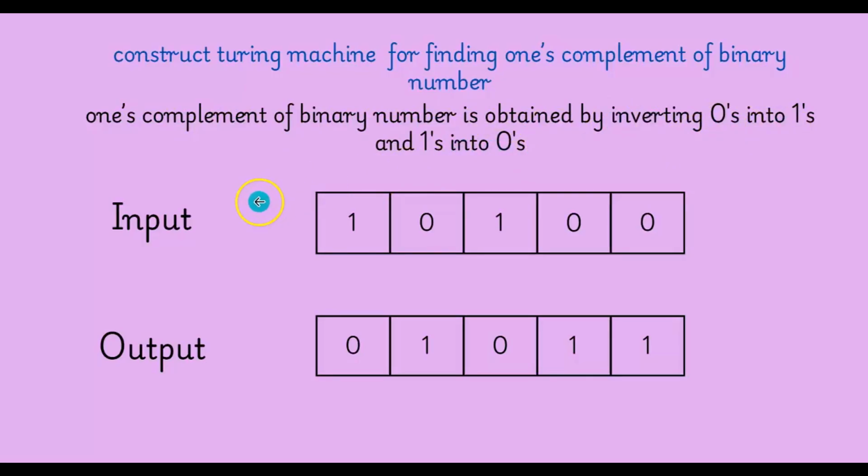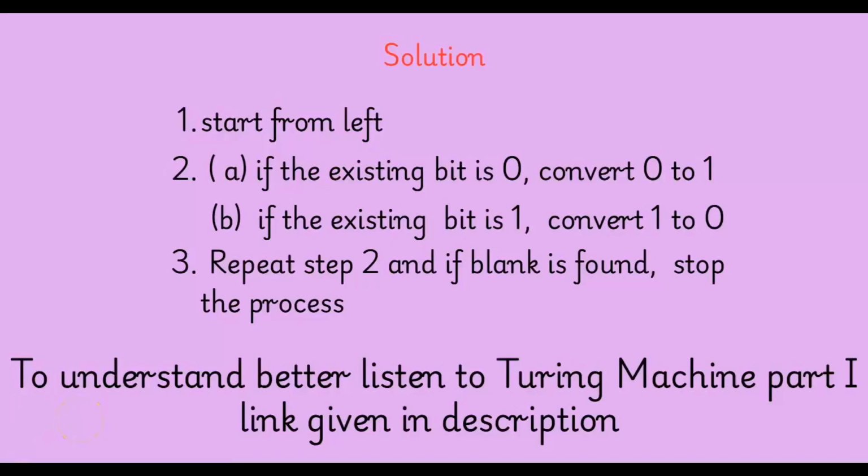For example, if the input is 10100, the one's complement of this binary number is 01011. Let us find the solution for this problem. Before getting into the solution, listen to Turing machine part 1 lecture so that you can easily understand this concept. Link given in the description.